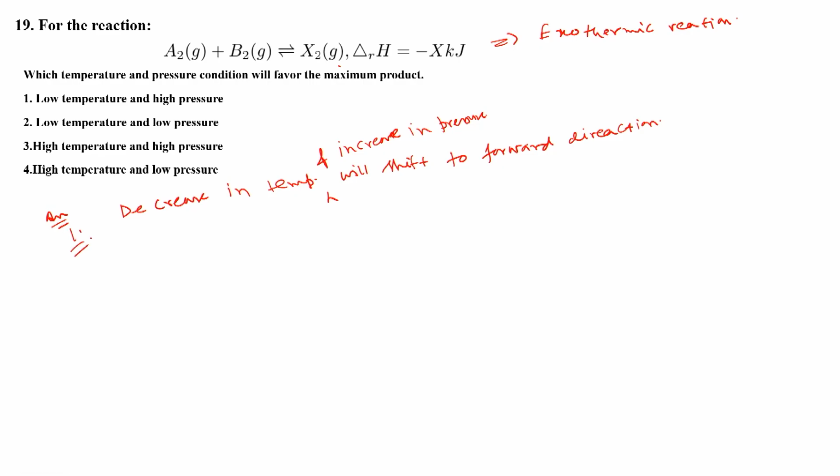Low temperature and low pressure. So, we are decreasing temperature and pressure is also low. Okay. So, low temperature, okay, so which condition will favor the maximum product? So, the first one will be the correct one, okay, second, third and fourth will not work. Okay, next we move to the last problem.